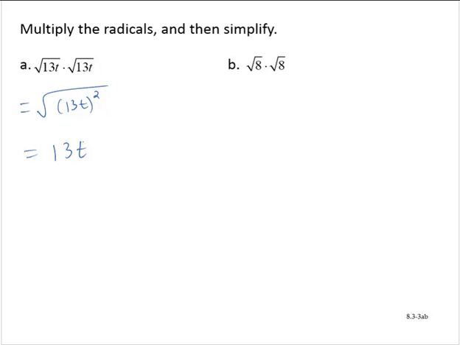So this is sort of an important property. In general, if you have the square root of a times the square root of a, that ends up just being a. So here we have the square root of 8 times the square root of 8, and that's just 8. I should say, of course, that a must be positive.